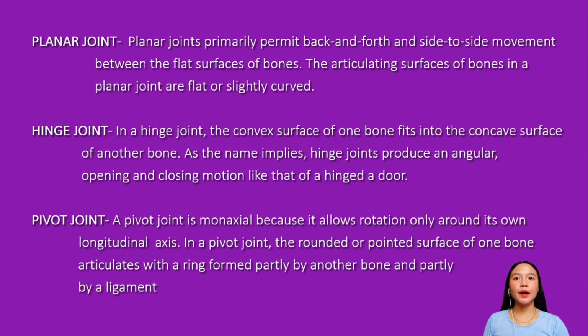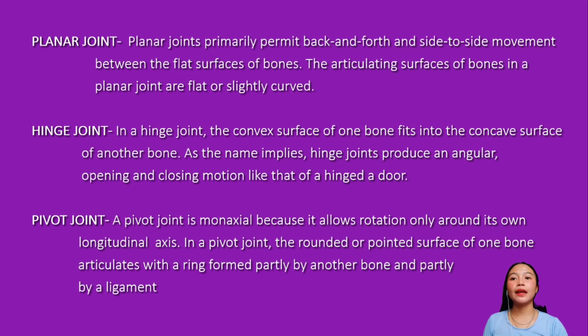Planar joint. Planar joints primarily permit back and forth and side-to-side movement between the flat surfaces of bones. The articulating surfaces of bones in a planar joint are flat or slightly curved. Hinge joint. In a hinge joint, the convex surface of one bone fits into the concave surface of another bone. As the name implies, hinge joints produce an angular, opening and closing motion like that of a hinge door.